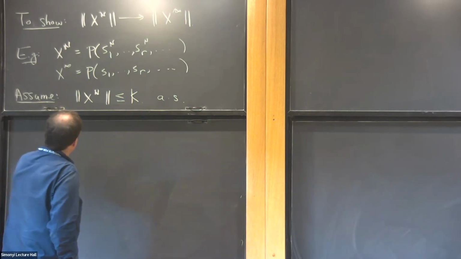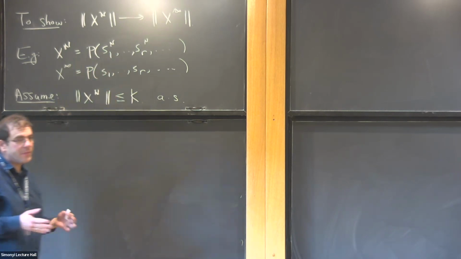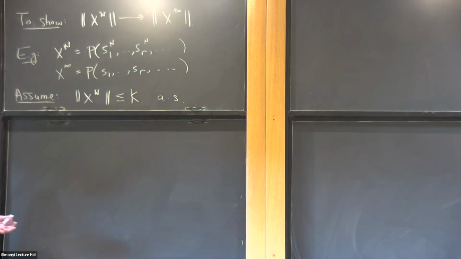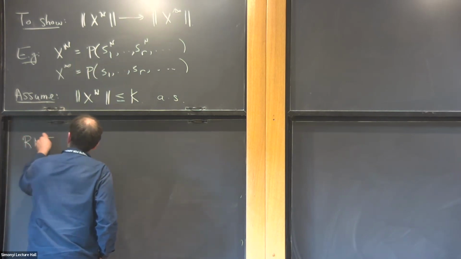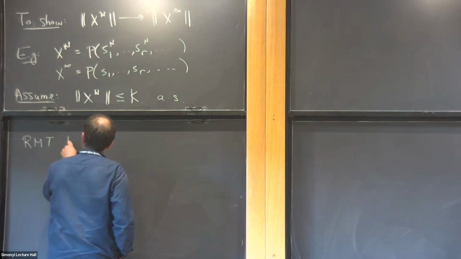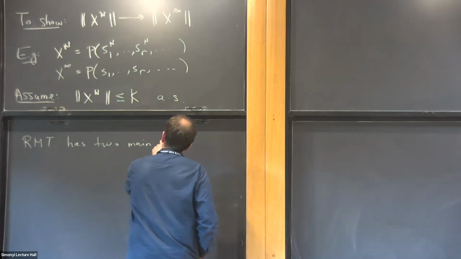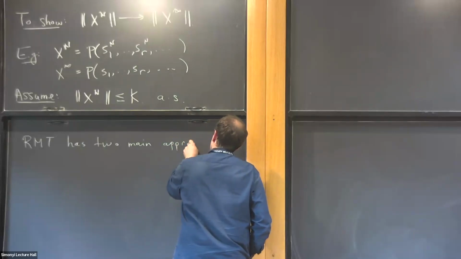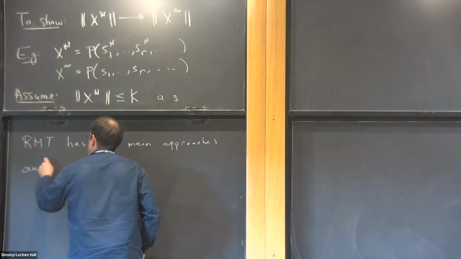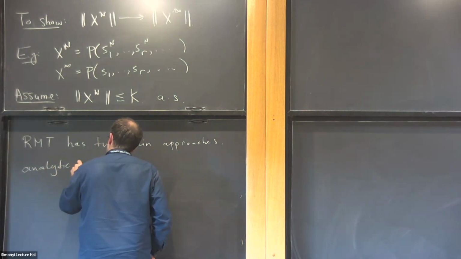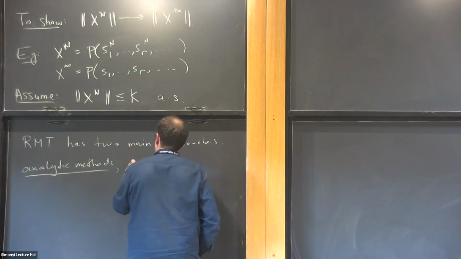And now we have to understand how we can prove such a thing. So if I want to caricature the field of random matrix theory, random matrix theory has, roughly speaking, two main approaches. There are analytic methods, and there are combinatorial methods.